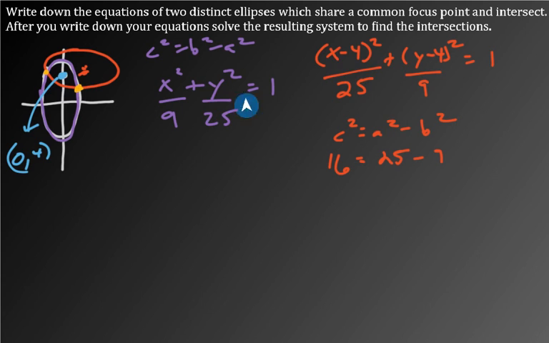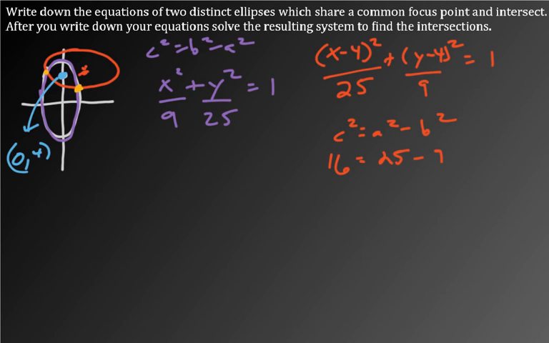So these two equations do what I wanted. They share a common focus point, and they're definitely going to intersect somewhere. And then to solve the system, this would be pretty gnarly to multiply out. So I would probably just solve for x here, and then plug that in here, okay? And the intersection points are not necessarily nice, but we can definitely find them.